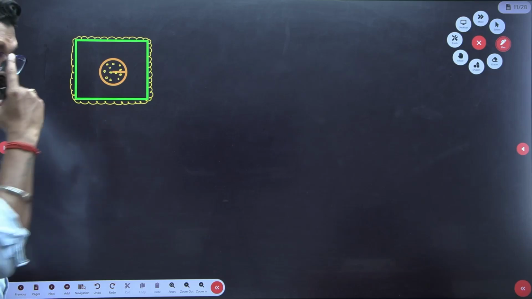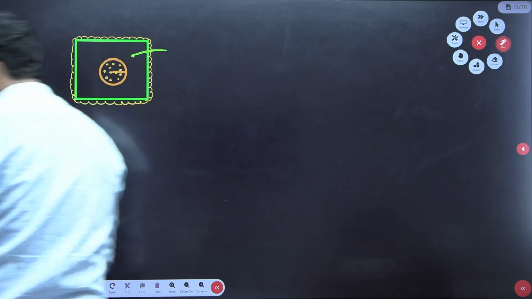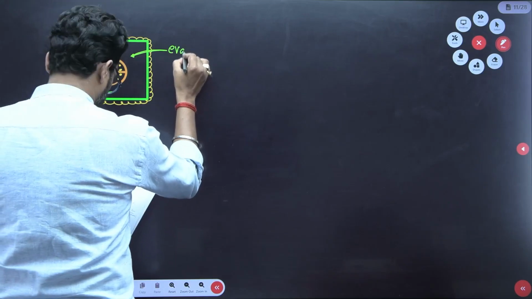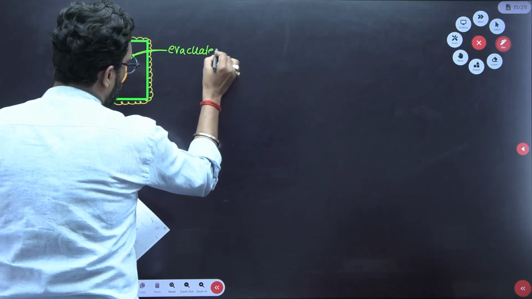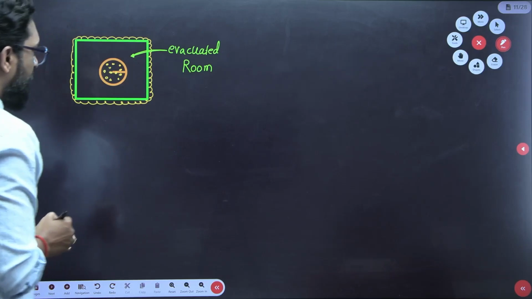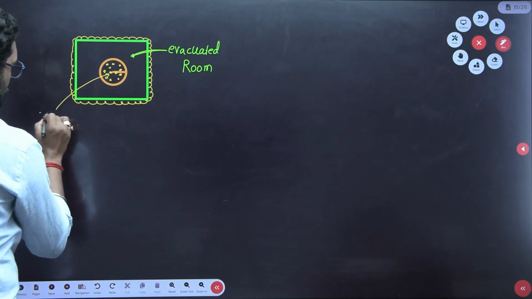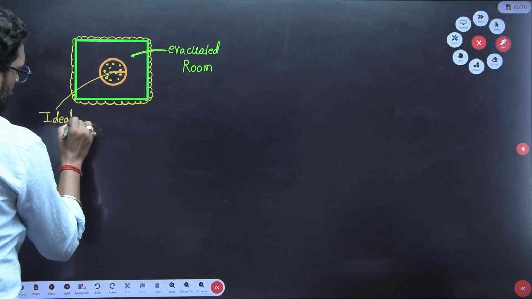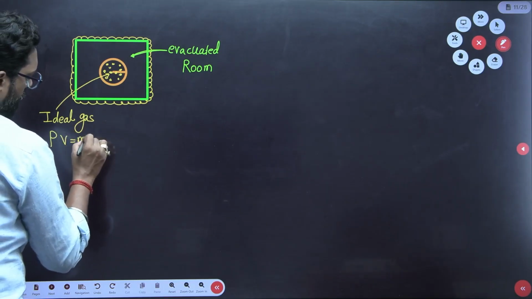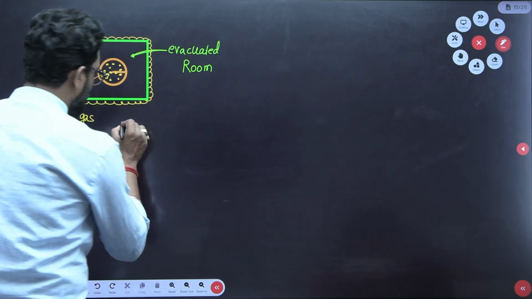Now, the room is a complete vacuum. That means it is an evacuated room. This is the evacuated room, okay. And this is state first, and in the balloon there is an ideal gas, that means PV is equal to mRT. Okay, this is your ideal gas. Now, this is state number first.